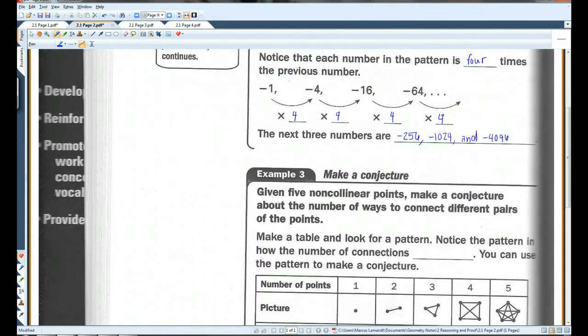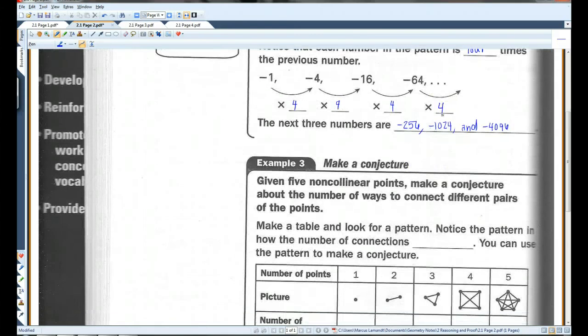Alright. Example 3. Given 5 non-collinear points. Remember, non-collinear means that these points do not make a straight line. Make a conjecture about the number of ways to connect different pairs of points. Okay, so we're going to make a table and look for a pattern. Notice the pattern in how the number of connections increases. You can use the pattern to make a conjecture.